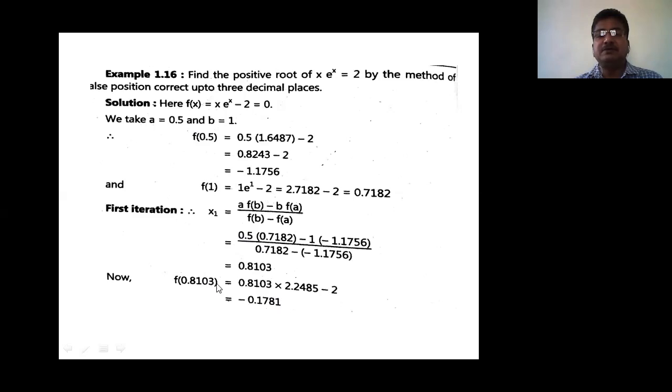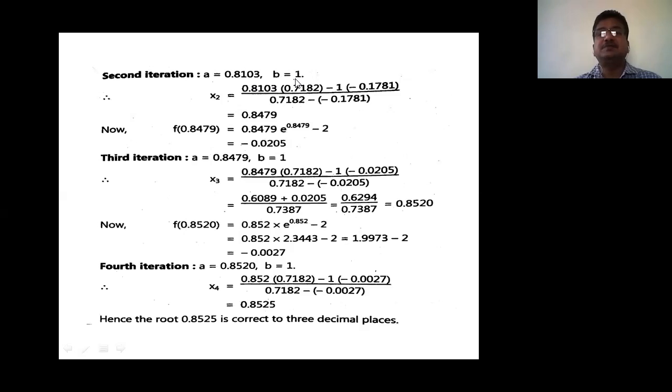The value at 0.8103 is negative, and at 1 the value is positive, and therefore the root lies between 0.8103 and 1. So in the next iteration, take A as 0.8103 and B as 1. And then again use the formula x2 is equal to A f of B minus B f of A divided by f of B minus f of A.